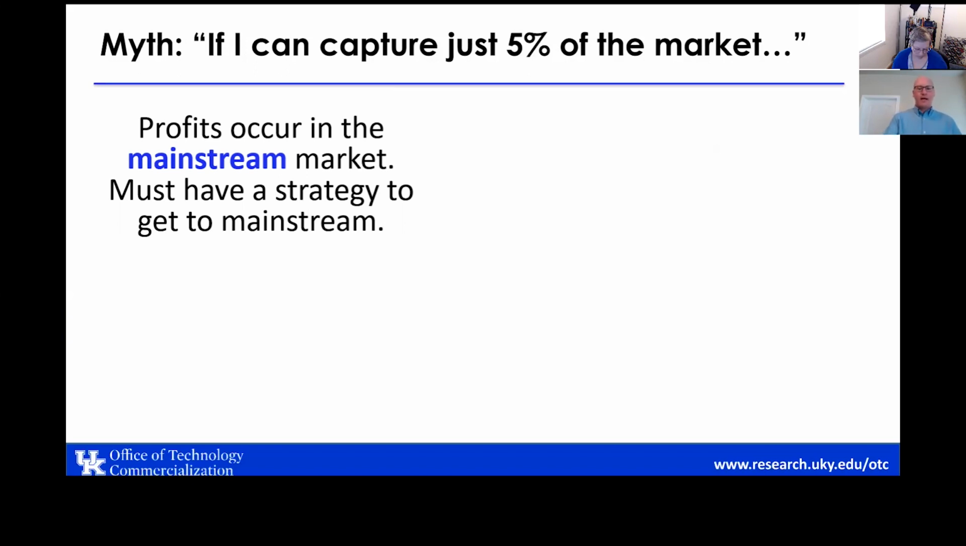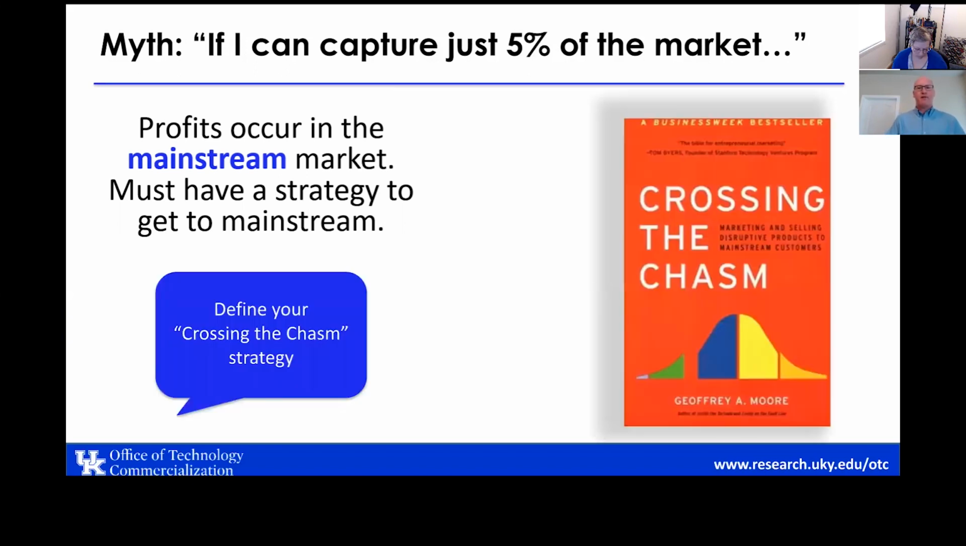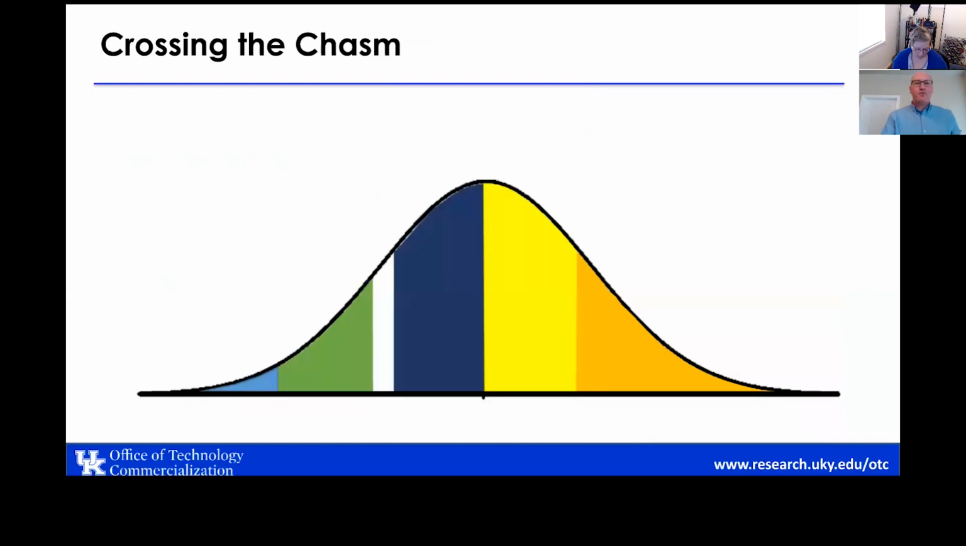So the reality is that market dynamics are defined by this concept called crossing the chasm, and profits occur when you get to the mainstream of the market. Profits don't occur in the first 5%. So you need to understand and define your crossing the chasm strategy. So I'm going to dive in just really quickly to this. I don't have time to go into this in detail.